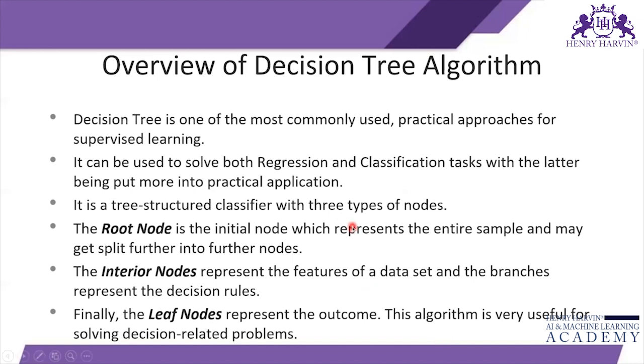So basically, the decision tree algorithm makes a tree in its backend, and there are three types of nodes. The root node, through which it splits up the data, the interior nodes which take the decisions, and the leaf nodes which are the outcome of our decision tree algorithm.